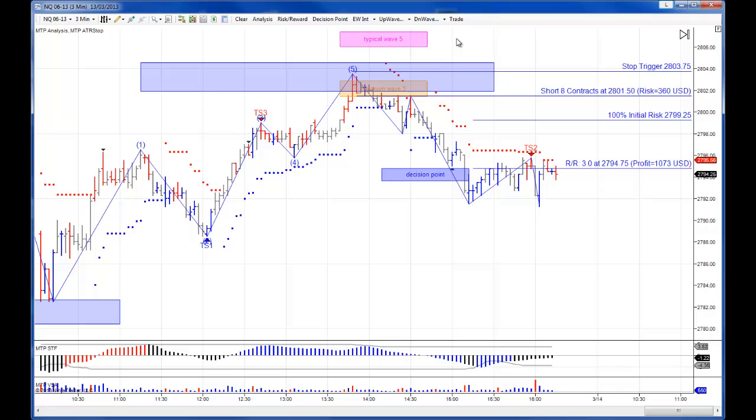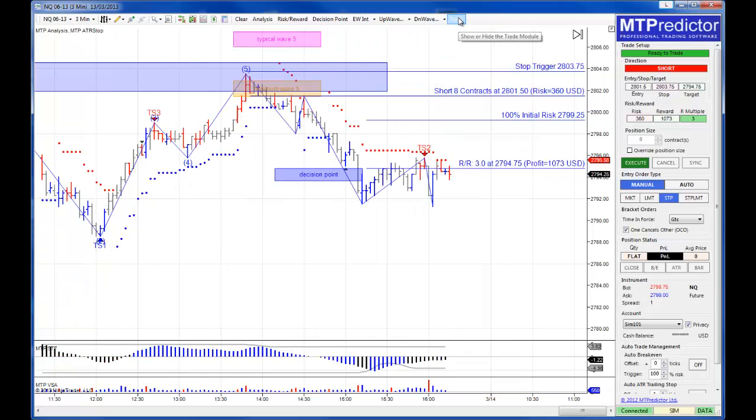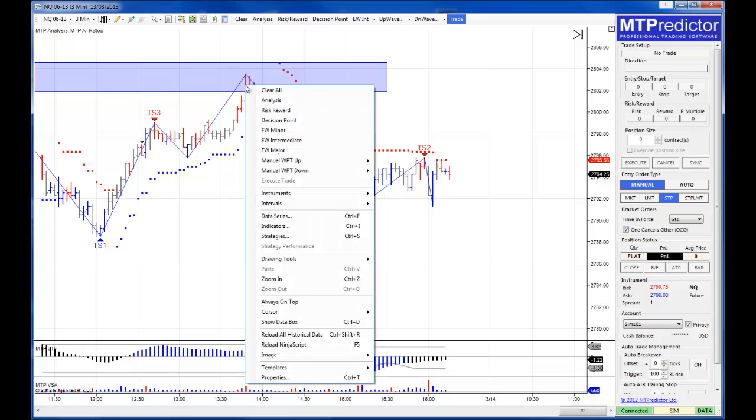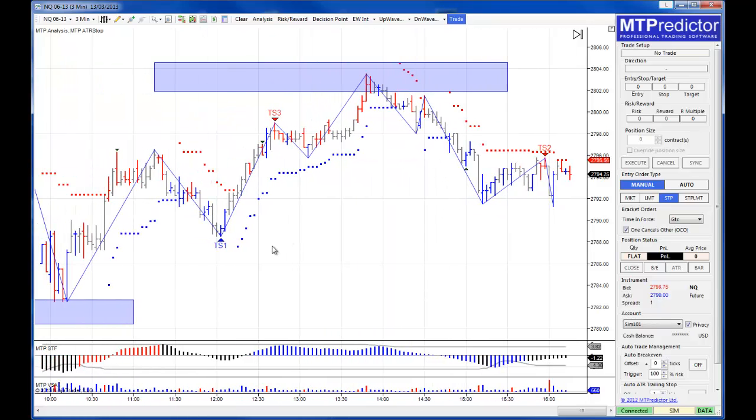Traders who use the MTP RT add-ons for NinjaTrader 7, which is what we're using here, can also make use of the trade module as an additional add-on module, which we have here, and this would help you place and manage the trades. So if I just take this all off here, remember we were looking to do a short trade off the top here. In fact, I'll do the one on the TS1 to start with.